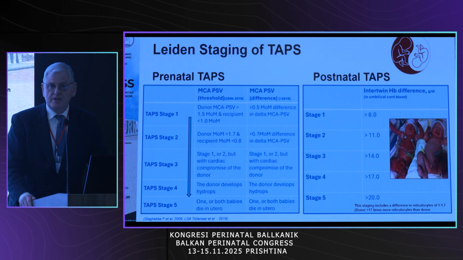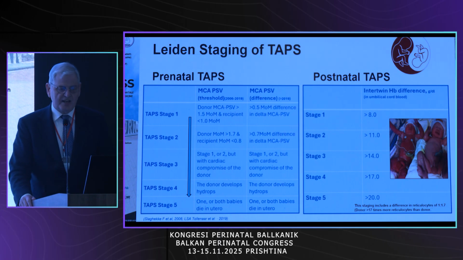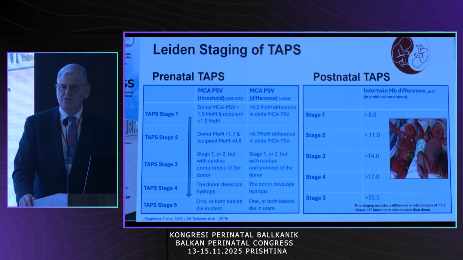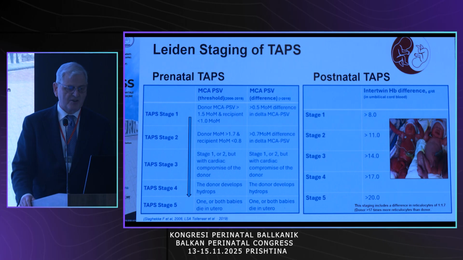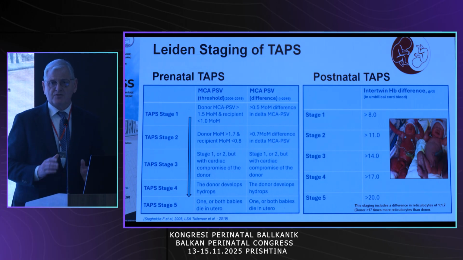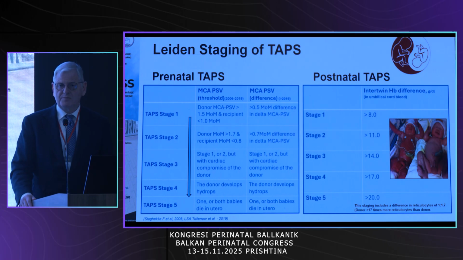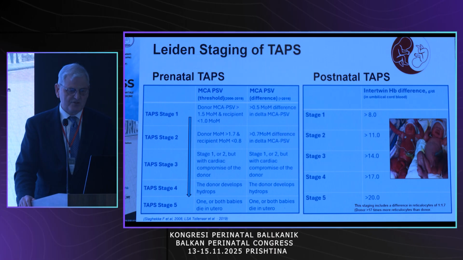This is the prenatal and the postnatal staging for TAPS. And you can see that over the years we have moved from an individual measurement giving a threshold for polycythemia and anemia to looking at a difference in middle cerebral artery peak systolic velocity, with the threshold for diagnosis being a difference of greater than 0.5 multiples of the median between the two twins' middle cerebral artery peak systolic velocity.